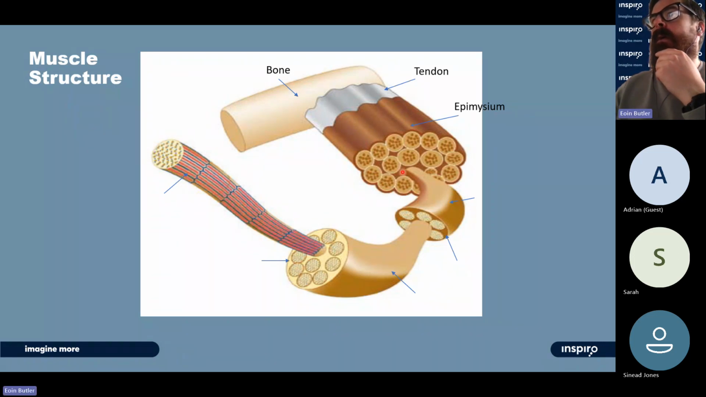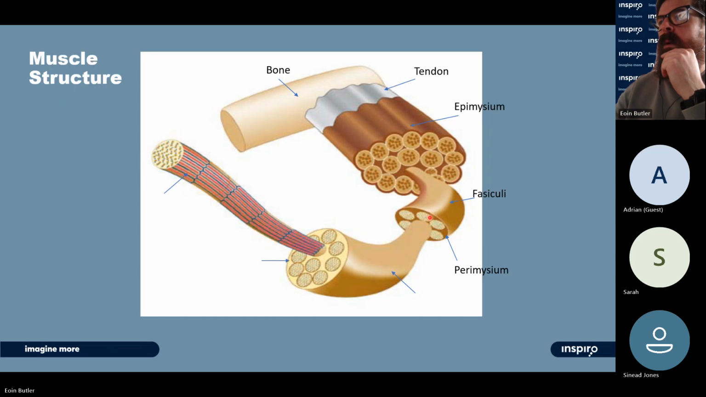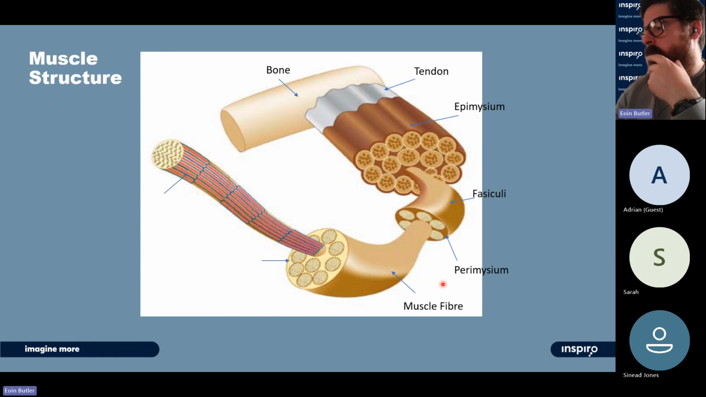Inside that epimysium, then, we've got all our bundles of muscle fibers. The medical term for a bundle of muscle fibers is a fasciculus. Each fasciculus has its own fascia, or wrap, around it, and that wrap is called the perimysium. So you've got the epimysium on the outside, and the perimysium, which wraps around a bundle of muscle fibers. Within that perimysium, we've got our individual muscle fibers.